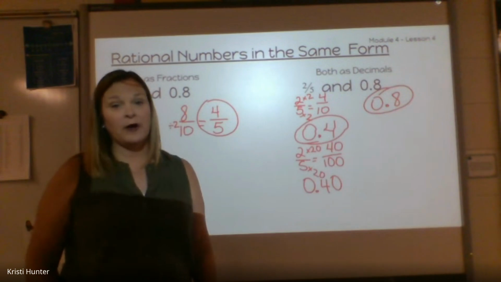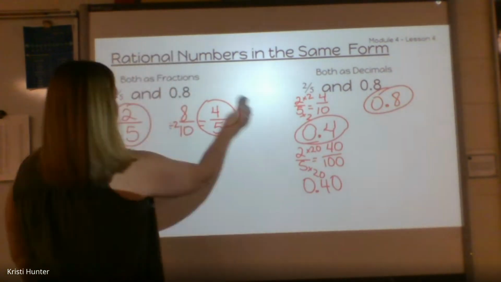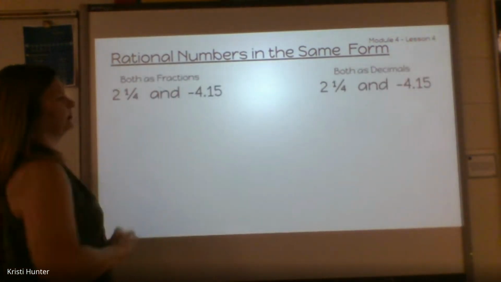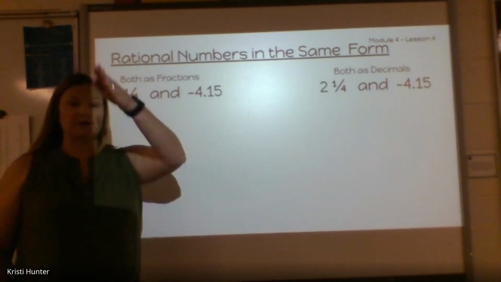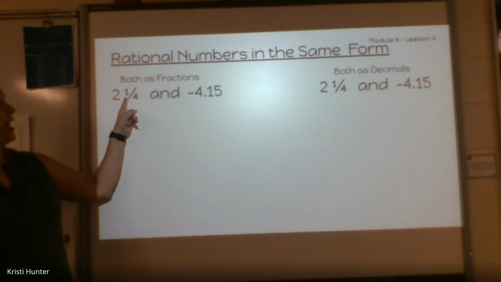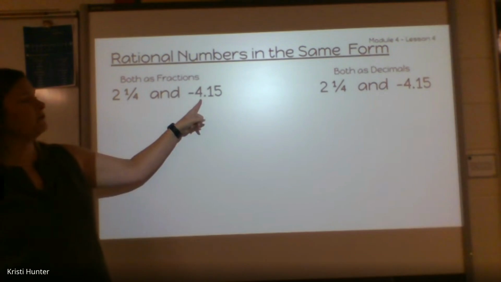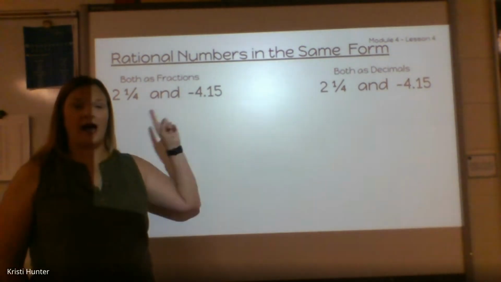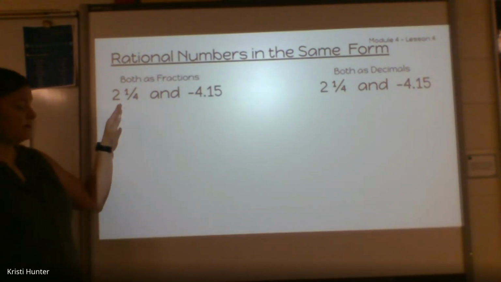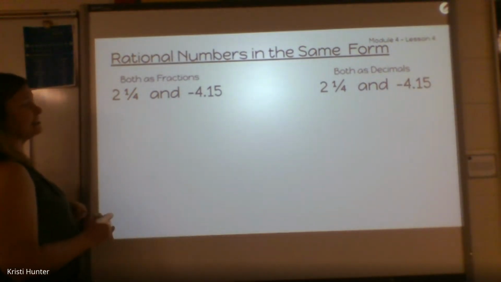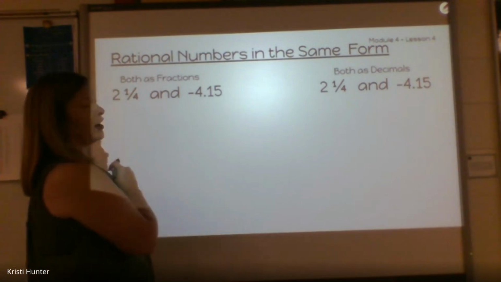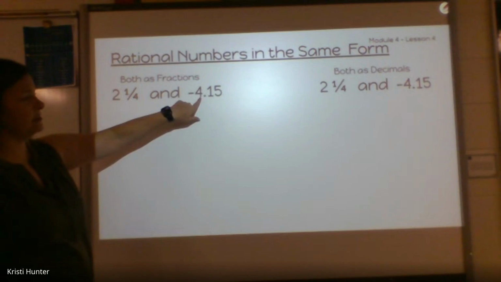All right, now let's try one on your own. So go ahead and erase your dry erase board. And let's see how you do. Split your board in half. Here are your two numbers, 2 1/4 and -4.15. Let me help get you started. Remember, if you're trying to write these as fractions, your 2 1/4, you have a whole number that's going on the outside of this decimal.